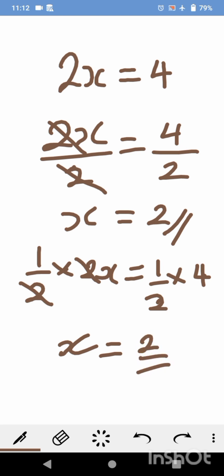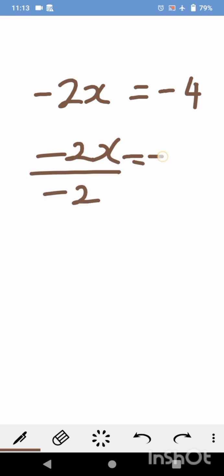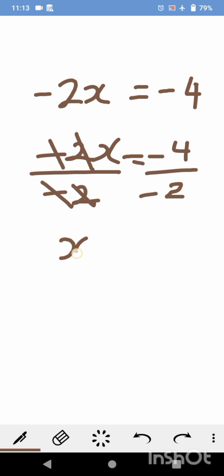Okay, let's solve another one-step equation. So we have minus 2x equals minus 4. We divide both sides by minus 2, and this is what you will get. Minus cancels out minus, 2 cancels out 2. x will be free. Minus divided by minus, or minus times minus, will give you plus. 4 divided by 2 will give you 2.